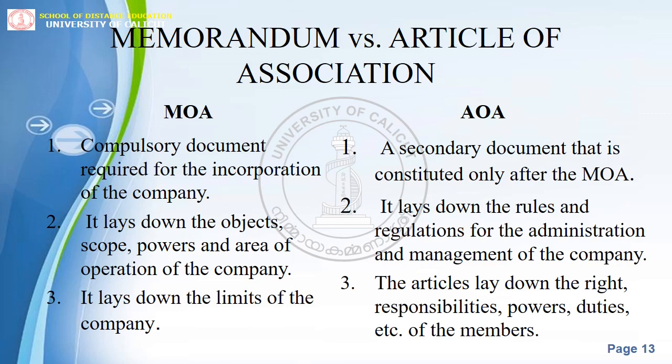Memorandum of Association lays down the objectives, scope, powers and areas of operation of the company, whereas Articles of Association lays down the rules and regulations for the administration and management of the company. Memorandum of Association lays down the limits or the boundary beyond which the company cannot operate, whereas Articles of Association lays down the rights, responsibilities, powers, duties, etc. of the members.